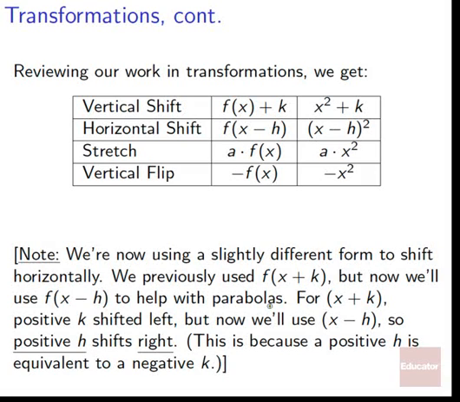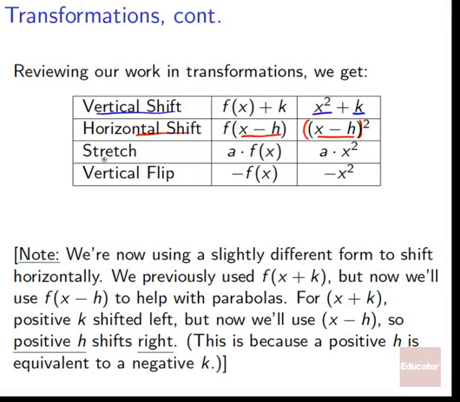Reviewing our work in transformations, we get vertical shift is f of x plus k. So we have f of x is just x squared because that's our basic fundamental square function. And we add k and that just shifts it up and down by k. Horizontal shift is f of x minus h, so f of quantity x minus h. So that's going to be x minus h plugging into that square, so it'll be x minus h, and then that whole thing gets squared. And that's going to shift it by h, so positive h will wind up going to the right, negative h will wind up going to the left.